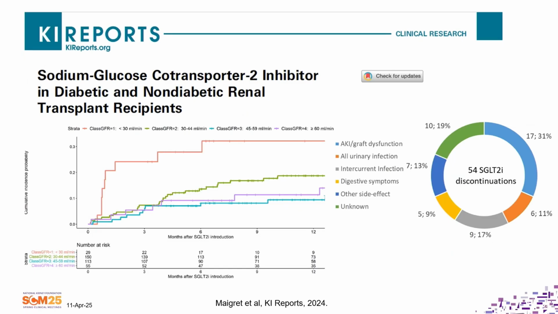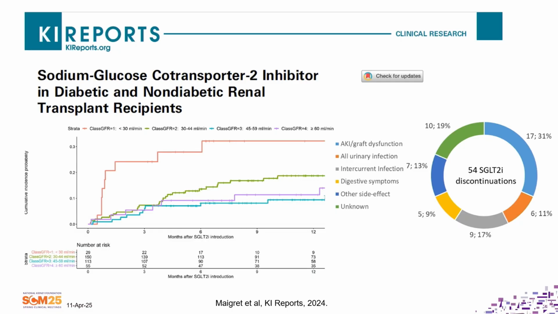All right, and then this is another study conducted in France looking at 347 kidney transplant recipients. And they were mainly initiated on SGLT2 inhibitors after the first year, and what they were looking for was discontinuation of the drug.